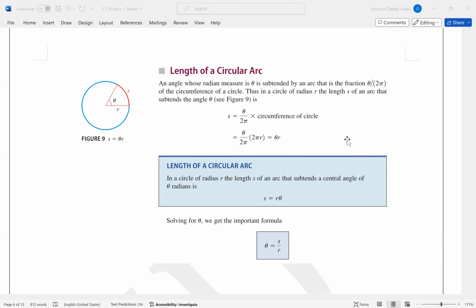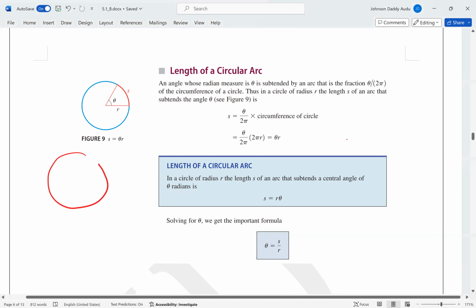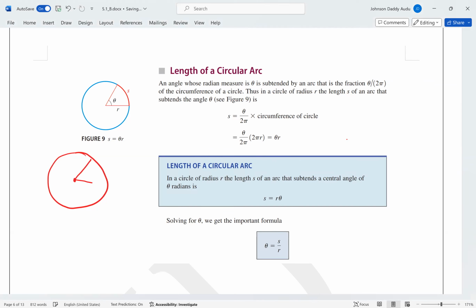All right. So here we'll be discussing the length of a circular arc. If you have an angle whose radian measure is theta, subtended by an arc. So what is an arc? An arc is just a fraction of the circumference. So if you have a circle and this is the center, you have an angle. This is the radius and here is your theta. The distance from here to here is what we call S, which is the arc.